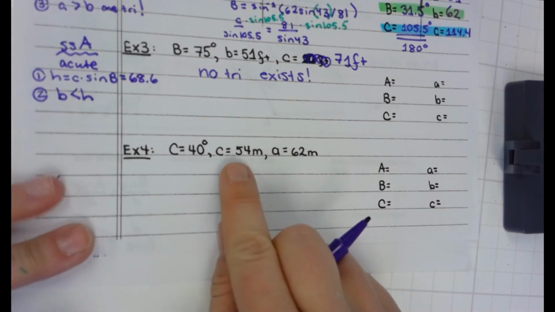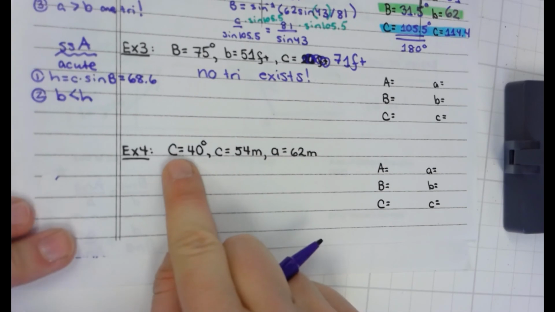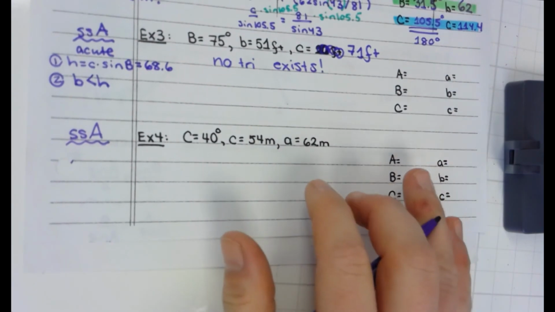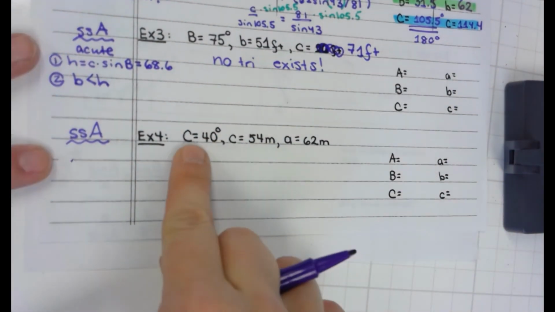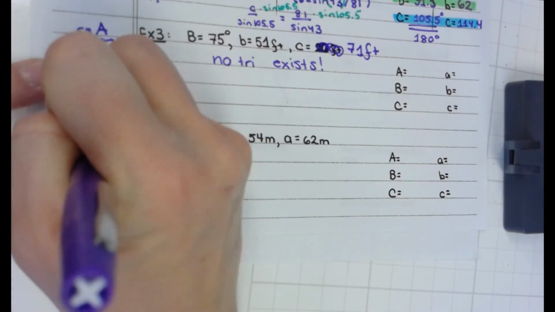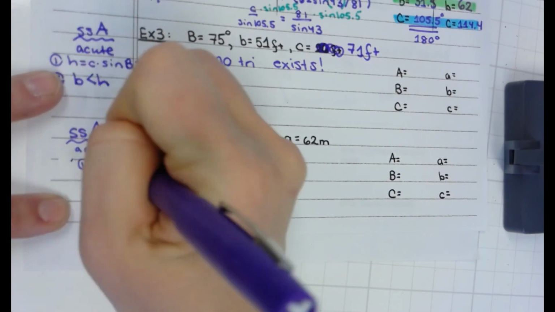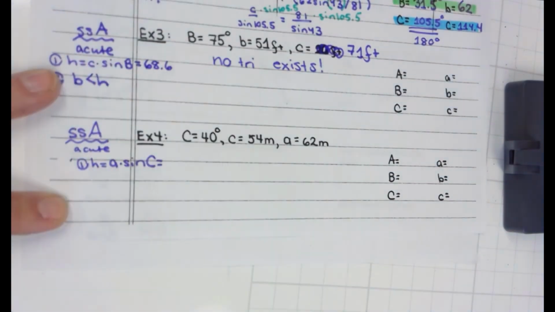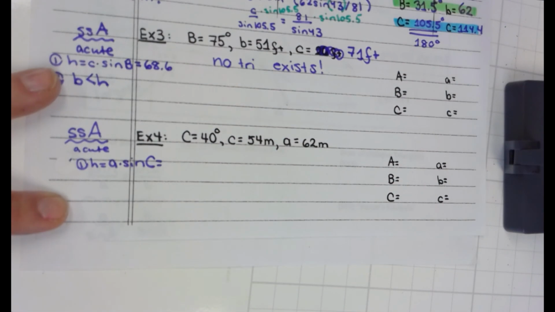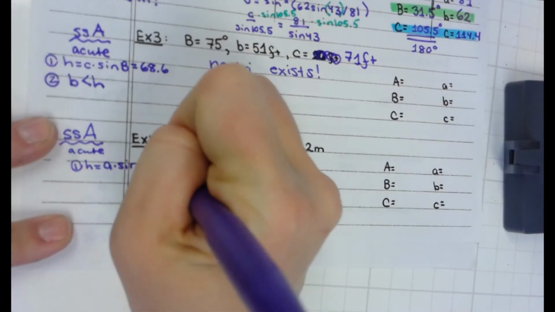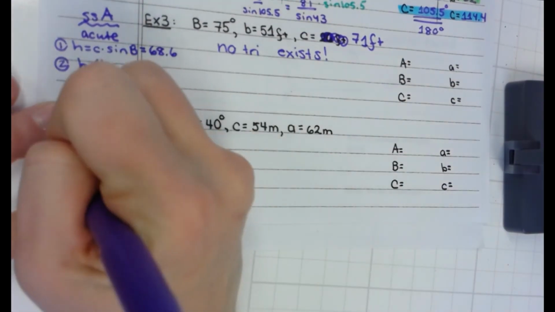Okay, look at your letters. Side, side, do you have a matching angle? Yes, this is a side-side-angle. You must check the case of the ambiguous triangle. Okay, here we go. Is 40 degrees acute or obtuse? Acute. You must first find me the height. So we are going to do A times the sine of C, and I'm seeing something just below 40. 39.9? Okay. All right, next.